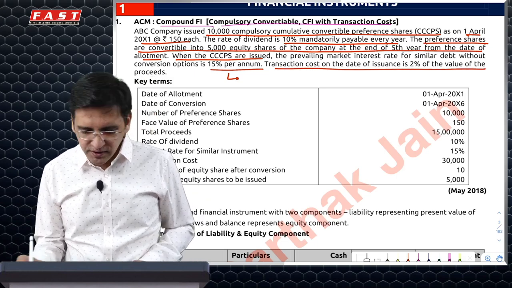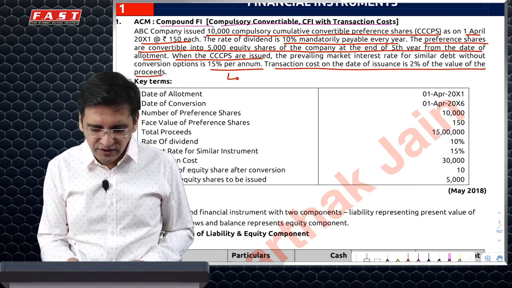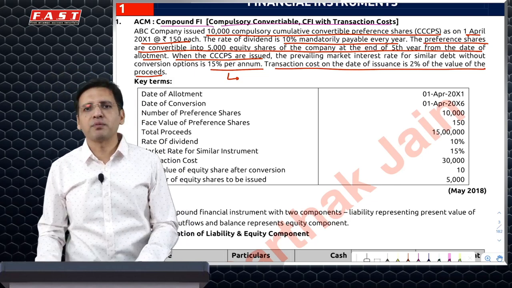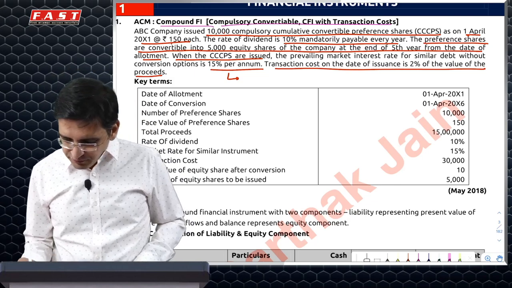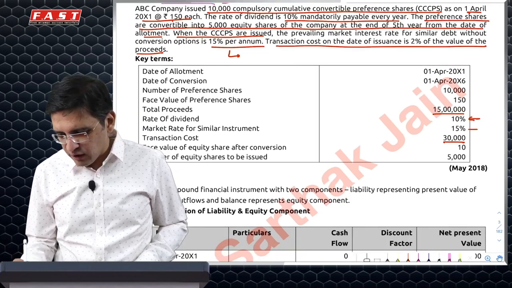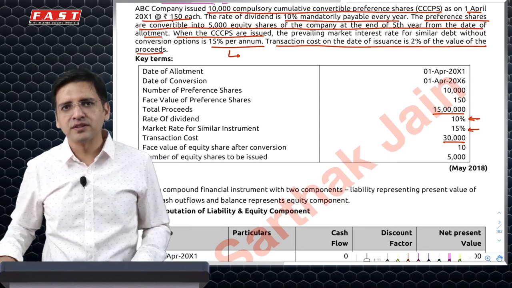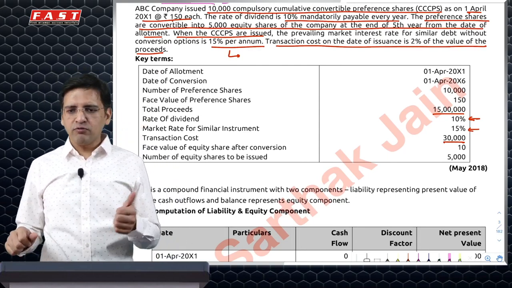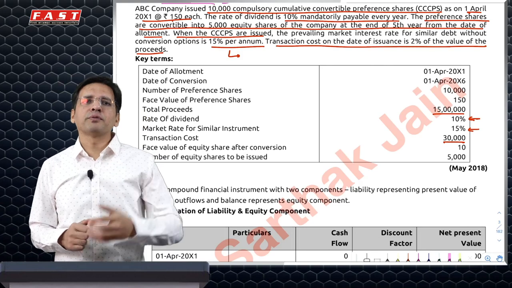It says transaction cost is 2% of the value of the proceeds, which is 10,000 into 150, which would be 15 lakhs. So 15 lakh, 2% transaction cost, 30,000. 10% is actually the outflow every year, which you have to discount at 15%, the market rate of interest. Step one, what you do is you first calculate what are going to be your cash outflows.